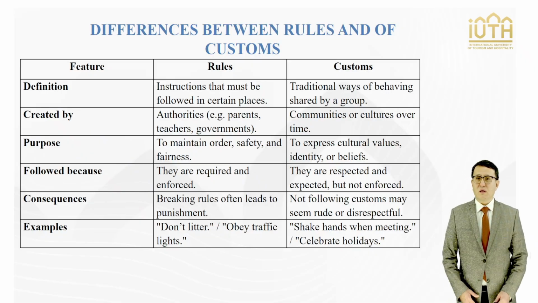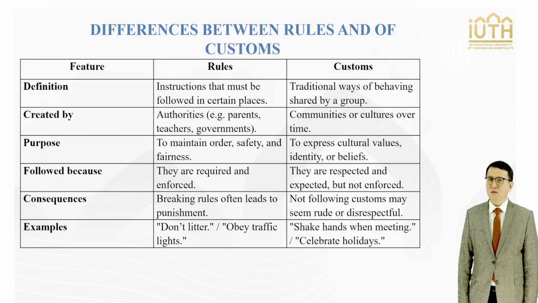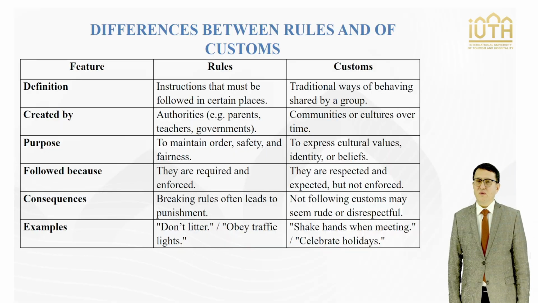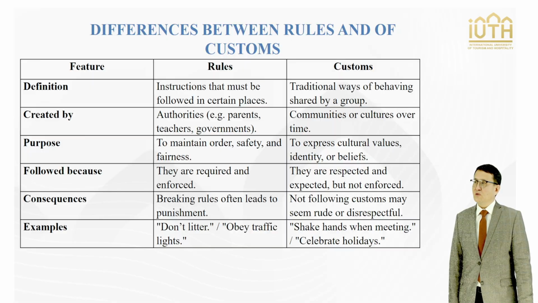On this slide, you can see a clear and simple comparison to define the differences between rules and customs. The first one, concerning definition: rules are instructions that must be followed in certain places. Customs are traditions, ways of behaving shared by a group. Second, created by: rules are created by authorities, for example parents, teachers, governments, and customs are created by communities or cultures over time. The third one, purpose: the purpose of rules is to maintain order, safety, and fairness, and the purpose of customs is to express cultural values, identity, or beliefs.